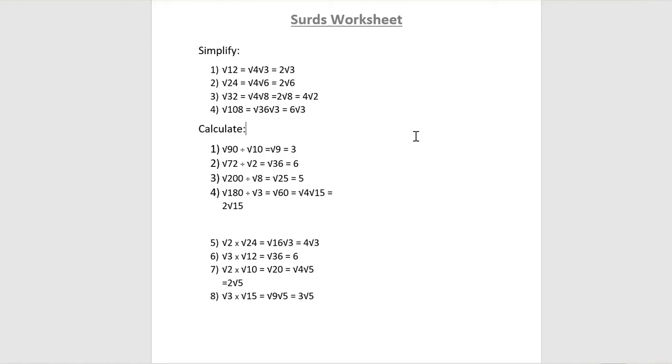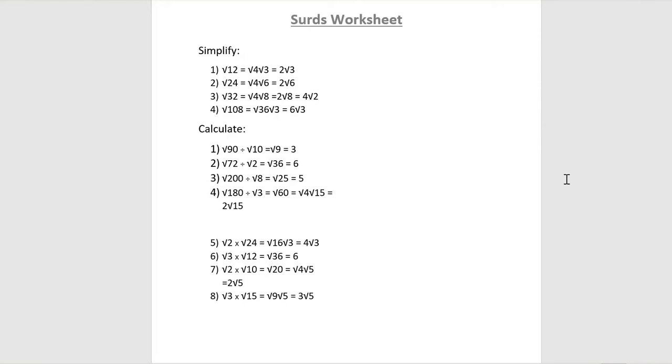We then have root 180 divided by root 3. That gives us root 60. And root 60 is made from root 4 and root 15. And remember, root 4 is equal to 2. So our final answer is 2 root 15. Now we have our multiplication questions. We have root 2 multiplied by root 24. That gives us root 48, which is then simplified to root 16 root 3. Root 16 is equal to 4, so we get our final answer as 4 root 3.